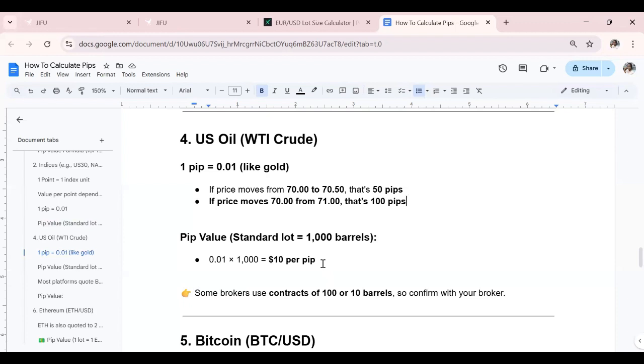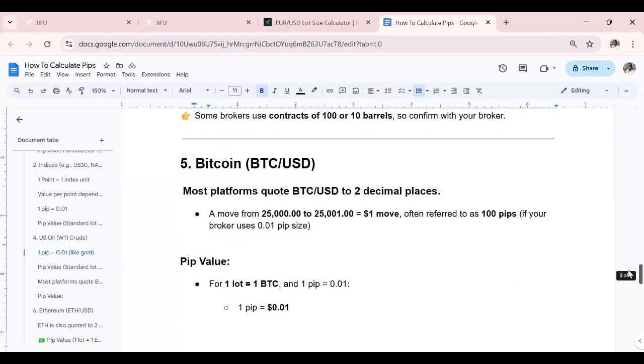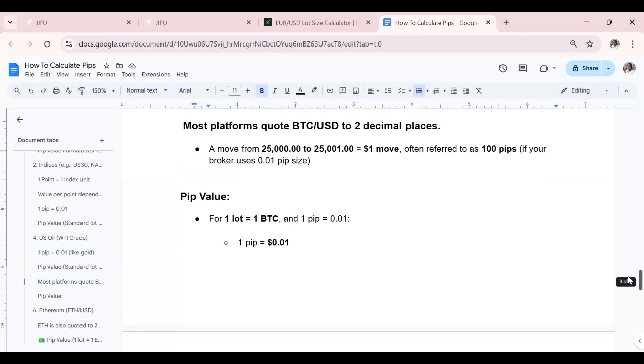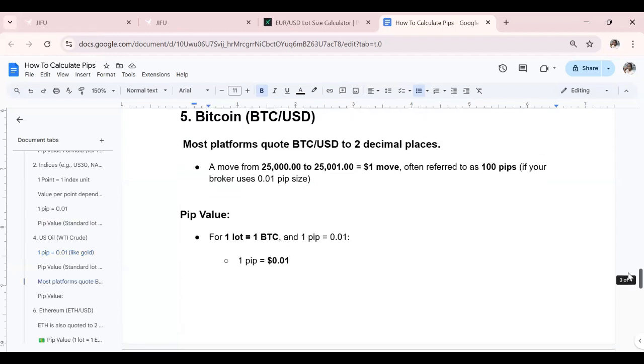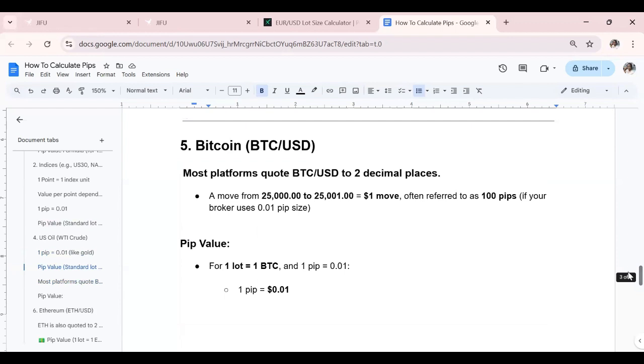Do you understand? Yes, please. Okay, so let's go to Bitcoin so that we can finish. Let's do Bitcoin and Ethereum, and then we know that we have finished calculating pips. So we have Bitcoin, and it's popularly traded against the USD.